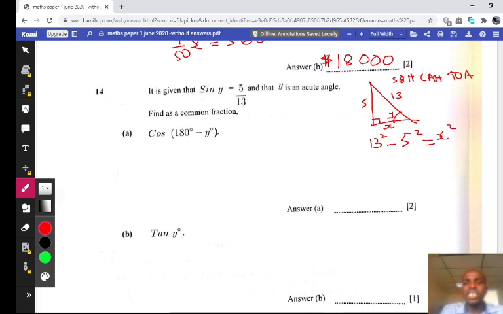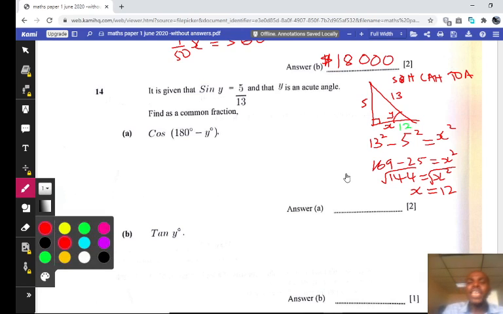Then 13 squared is 169, minus 25, is equal to x squared. 169 minus 25, what do we get? You get 144. So you say 144 is equal to x squared. To remove the square, you put square roots on both sides, which means x will be equal to 12. So this side x is 12 here. Alright, so you replace it with the 12.